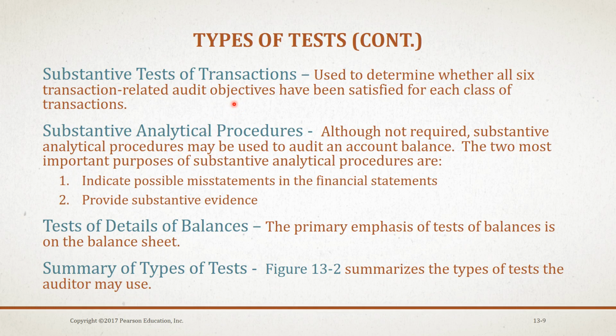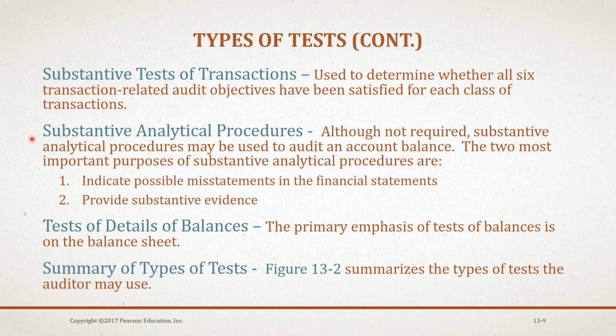Other type of tests that we do when planning an audit: substantive tests of transactions. Again, these are used to determine whether all 6 transaction-related audit objectives have been satisfied for each class of transactions. So again, we're talking about substantive tests. Think of the S, think of the dollar. You're looking at dollars, you're looking at invoices, vouching. You're not looking at test of controls now, you're looking at pure vouching.